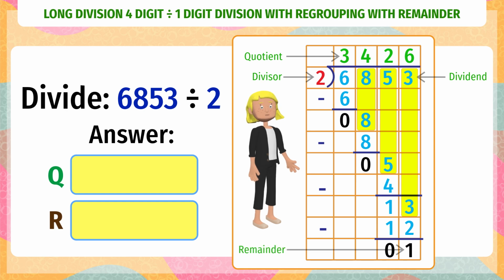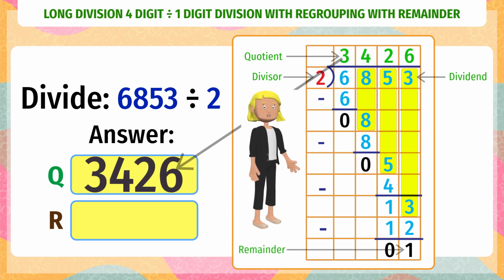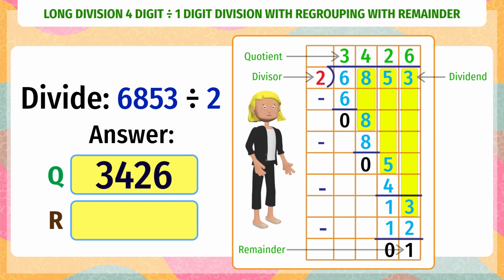Division is complete. Quotient is 3,426. Remainder is 1.